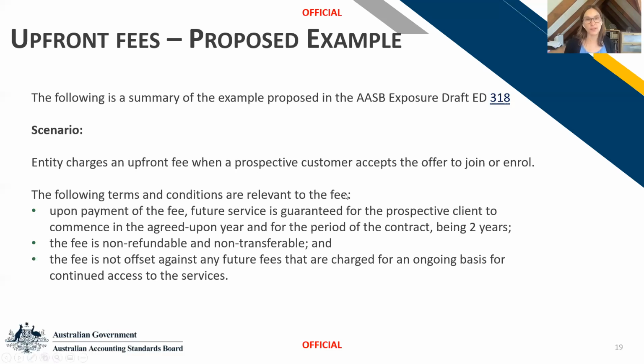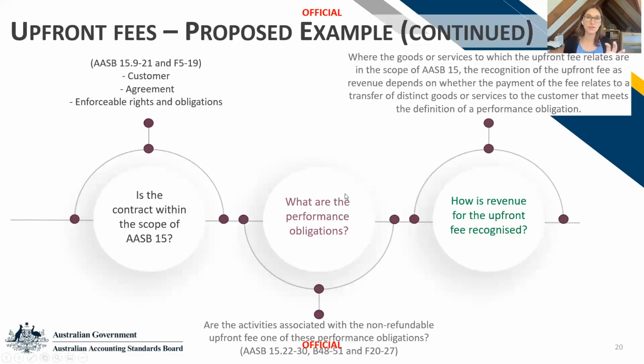So if we have a look at the next slide. Some of the areas we've said to think about: the idea of this example is not necessarily to give you an answer, it's to give you a thought process. So if you do incur these upfront fees, you can start working through the same process. We have to think about, is the contract within the scope of AASB 15? So we've worked through whether there is a sufficiently specific performance obligation, and whether it's enforceable. We understand whether the contract as a whole is within AASB 15 or not.